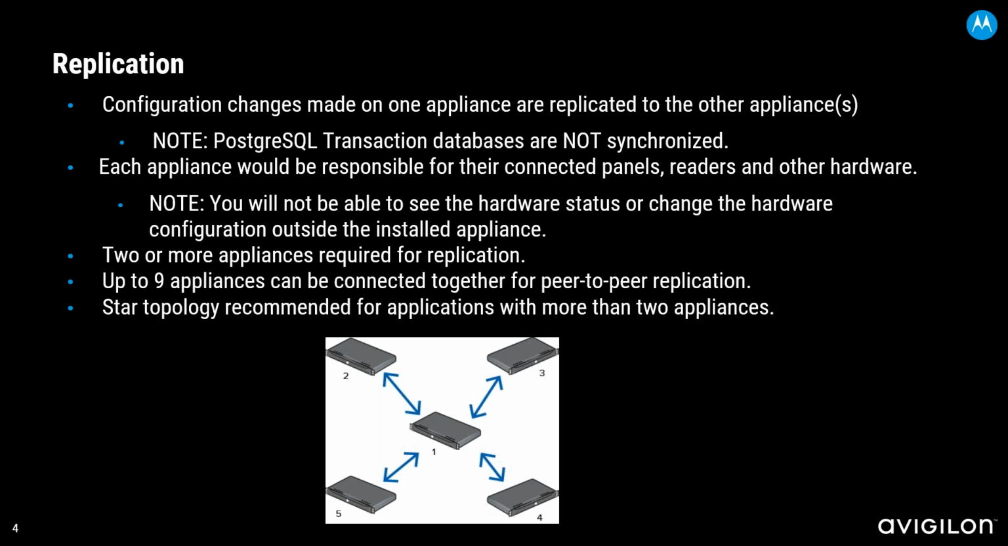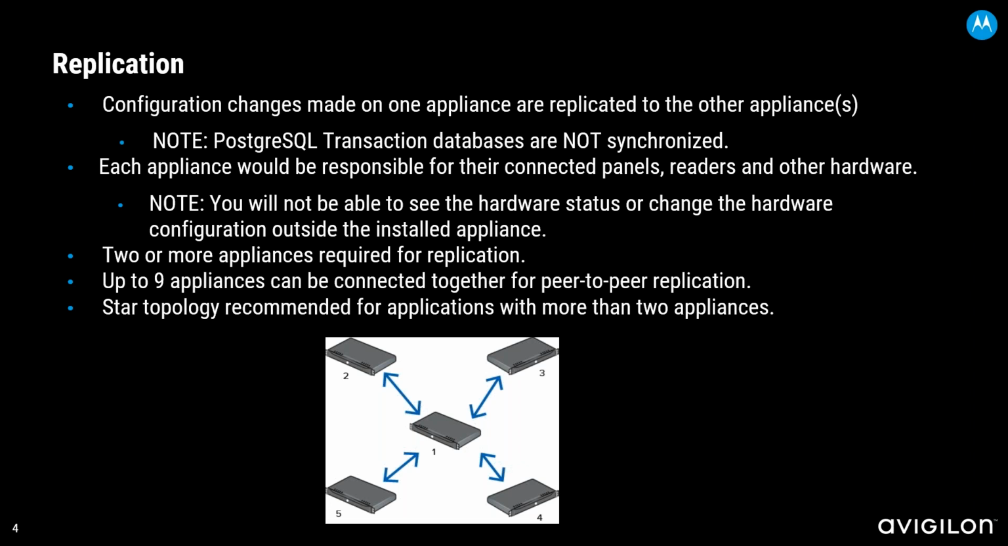Now, one of the things that I want to note is, even though the configuration databases are synchronized between the two systems, you're not going to see the hardware status or be able to change the hardware configuration on the server where the hardware is not connected. So keep that in mind. Even though that configuration is there, you can't make changes to it. You have to go to the appliance where the hardware is connected to actually make changes.